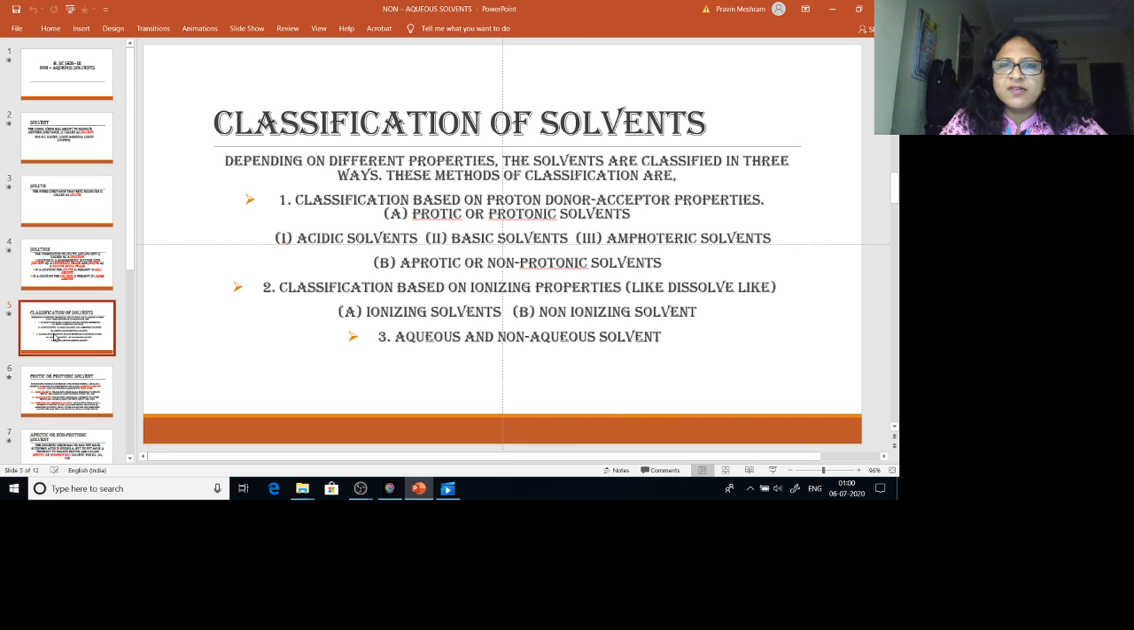In that, it is first classified as protic or protonic solvents. Then again it is classified as acidic solvent, basic solvent and amphoteric solvents. The second subcategory of this classification is aprotic or non-protic solvents. Then depending upon ionizing property, it is classified as ionizing solvents and non-ionizing solvents. The third category of classification is aqueous and non-aqueous solvent.